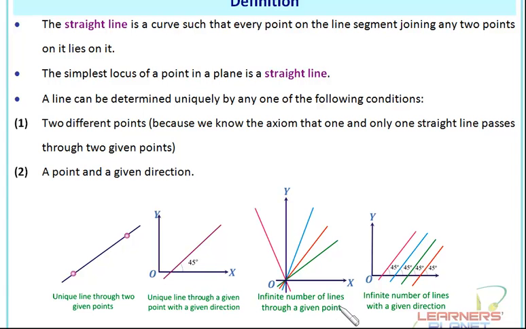Similarly, an infinite number of lines can pass through a given point. Here we can see the origin, and so many lines are passing through the origin in different directions, right? And an infinite number of lines can pass in the given direction. See, all of these lines are making a 45 degree angle with the OX axis, right? But all of them are passing through different points, right? So if direction is same and points are same, then there will be a single line like this. If direction is same but points are different, then there may be infinite lines. Okay.